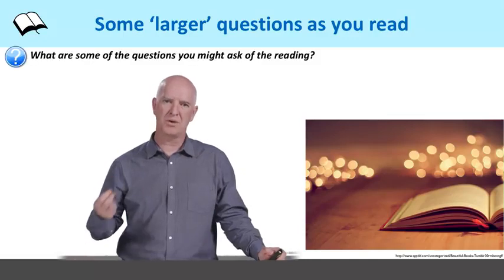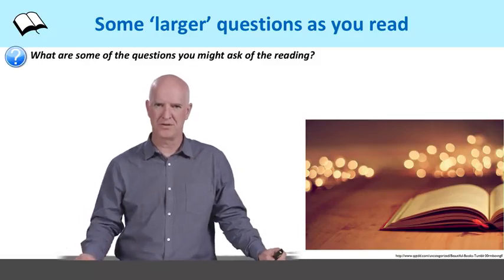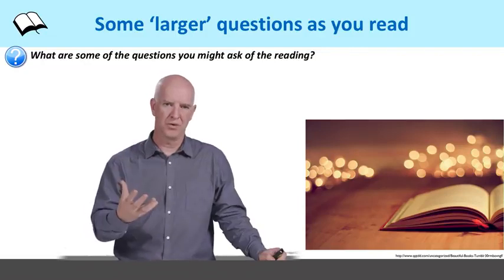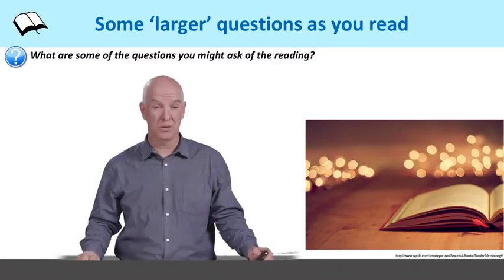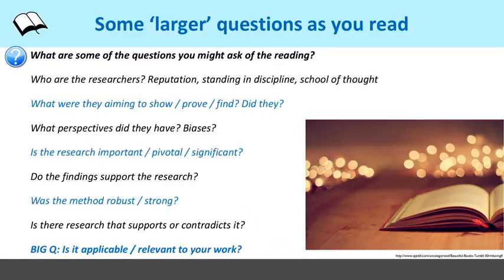Now, there are some larger questions you need to ask yourself as you're reading. And I'm not just talking about who wrote it, what they found, what they did. I'm thinking about some of the larger, critical questions that you can ask yourself as you read. And here are some of them. Who are the researchers? What's their reputation? Do the findings support the research? Are there any biases evident? And perhaps the biggest question, is it applicable? Is it relevant to your work? The key thing is that the research, the critique, starts with the reading.